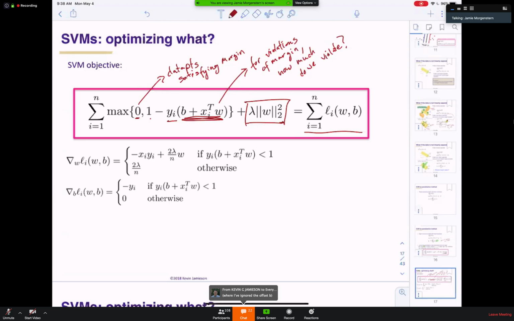So if you wanted to think about doing SGD, for example, you would need to understand the gradients of this loss function with respect to W and B. And we've written those out here, and it's a good exercise for you to walk through these on your own and verify that these are correct.